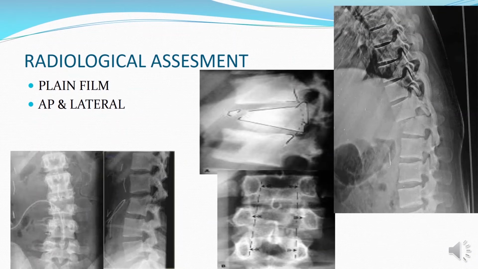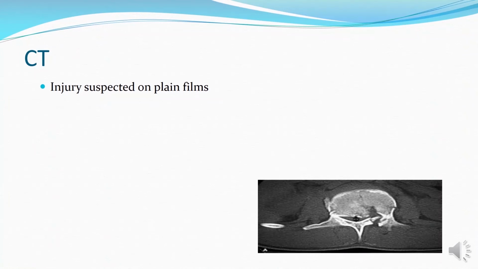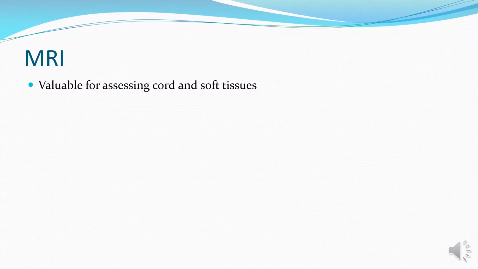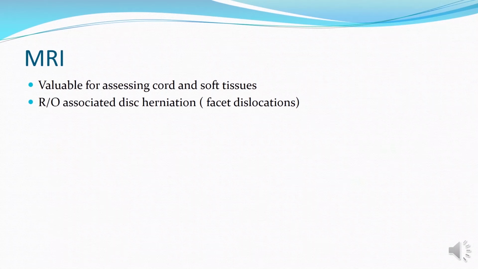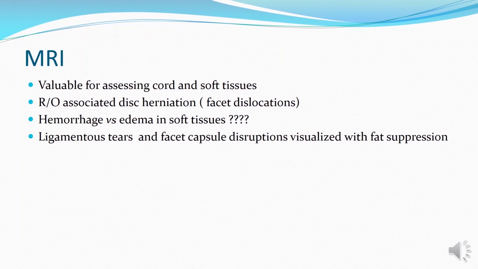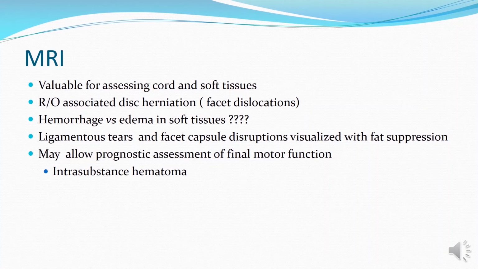Here are some examples of how to diagnose on plain X-ray. We can see here a flexion distraction injury, a bony Chance fracture passing through the body and the spinous process. Here is the compression fracture, here is fracture dislocation of the spine, and here is widening of the interpedicular distance, meaning that the middle column is involved. CT also helps in injury suspected on plain films. MRI is available for assessing the cord and soft tissues, associated disc herniation, hemorrhage versus edema, ligamentous tear and facet capsule disruption, visualized with fat suppression.